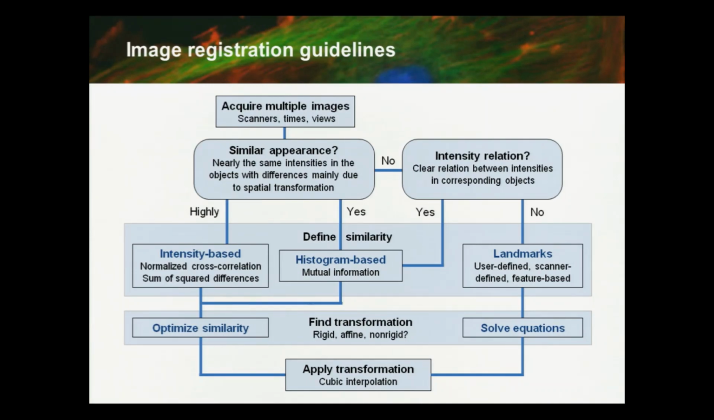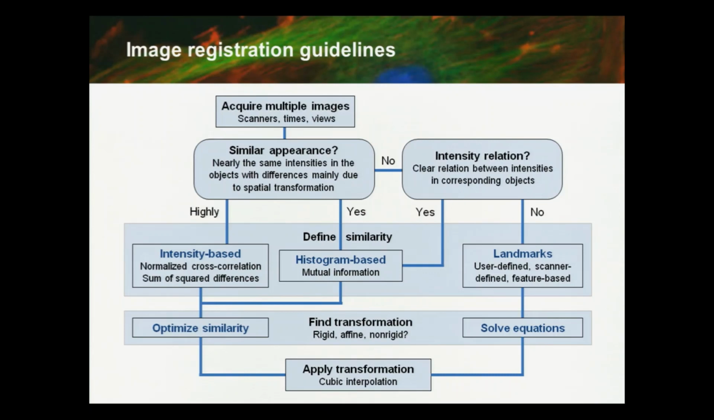So to recap, the first question you have to ask yourself: do these images that I want to align look alike? If they have nearly the same intensities in the corresponding pixels, yes, if this is so, then I can use intensity-based similarity measures like cross-correlation, which directly multiplies intensities, or the sum of squared differences, which directly takes the difference between intensities.